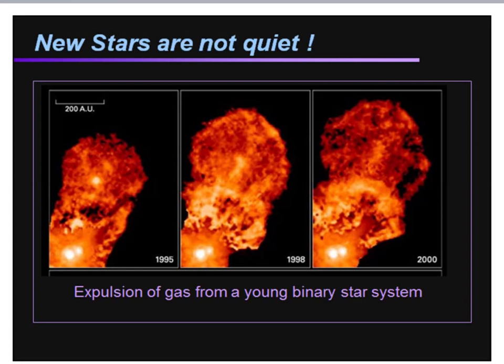So new stars are not quiet. These have huge explosions of gas. This is a young binary system showing here's a star here, here's a star here, and this is a binary system. So you can see both 2 stars together here, and here you have a huge ejection, so to where you can't even see that second star.